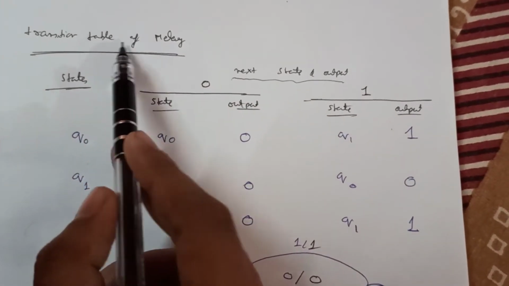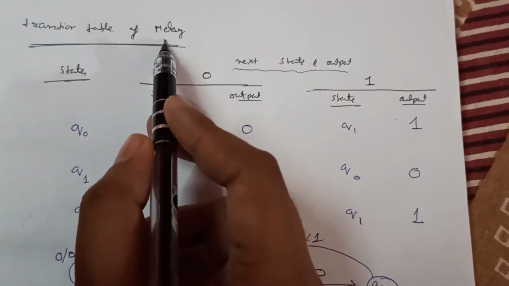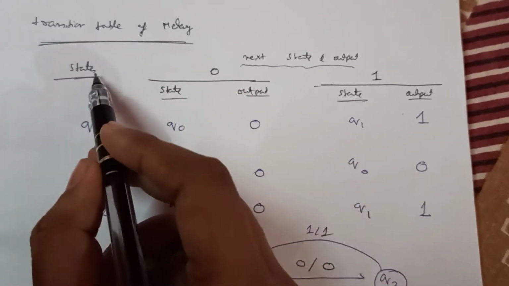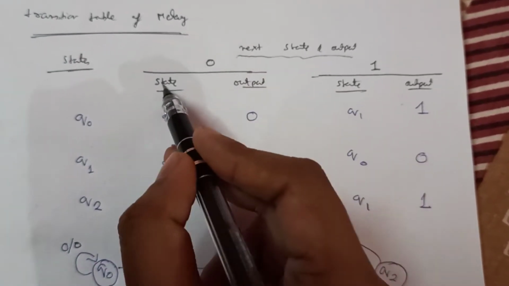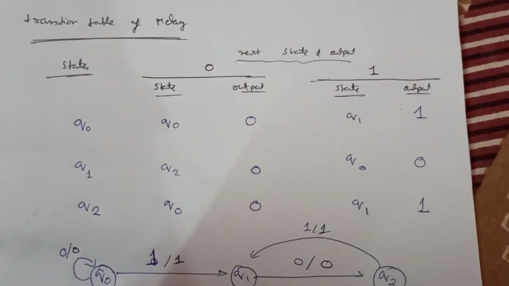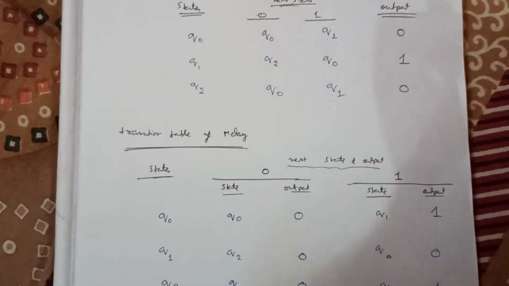So this is the transition table of the Mealy machine. We know that for the Mealy machine, both the next state and the output depend on the input symbol. So here are the present states Q0, Q1, Q2, and for input symbol 0 there is a state and an output. For 1 there is a state and an output. So how to write this? For that we must use our previous transition table.